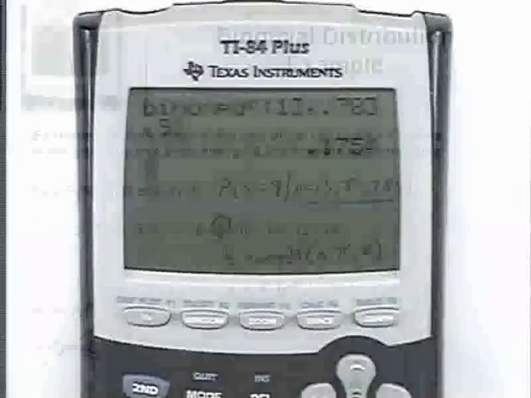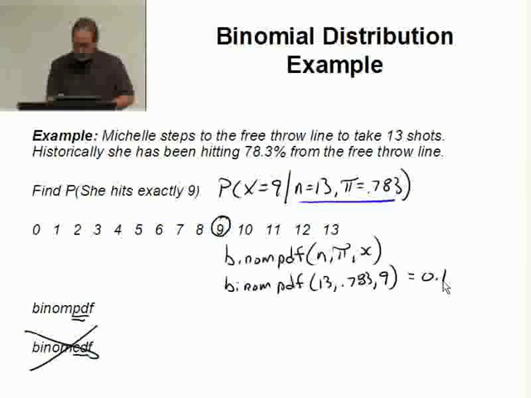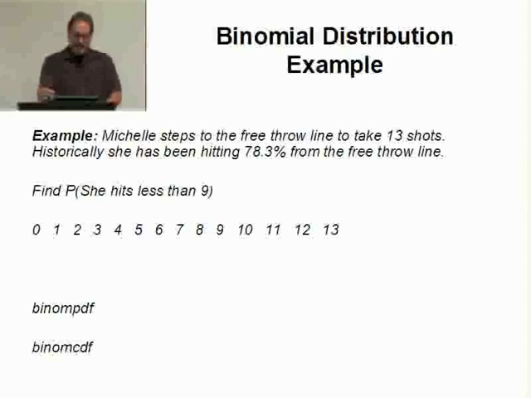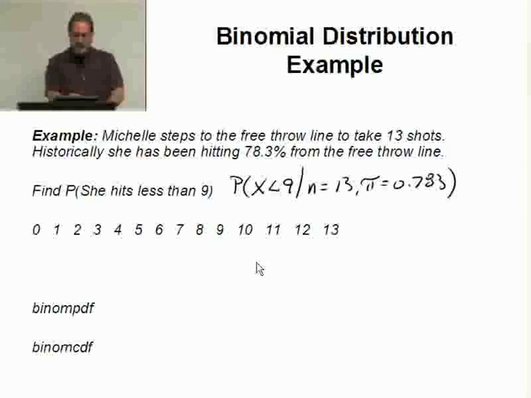0.1754. Okay, this equals 0.1754. All right, another example. It's the same scenario, but this time I'm asking what's the probability she hits less than 9. So my statement is going to be the probability x is less than 9, given, once again, n equals 13, pi equals 0.783.